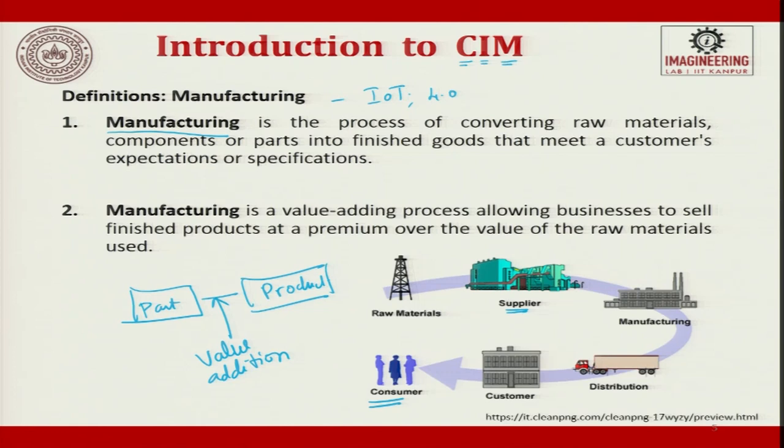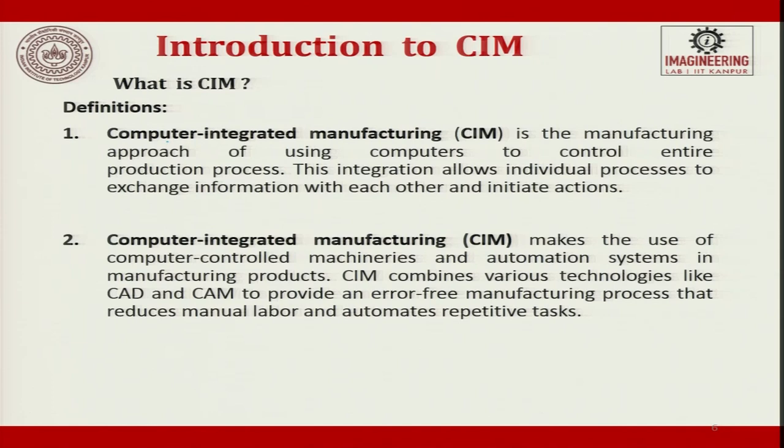So now let us see the definition for CIM. Computer integrated manufacturing is called CIM. It is the manufacturing approach of using computers to control the entire production process. This integration allows the individual processes to exchange information with each other and initiate action.